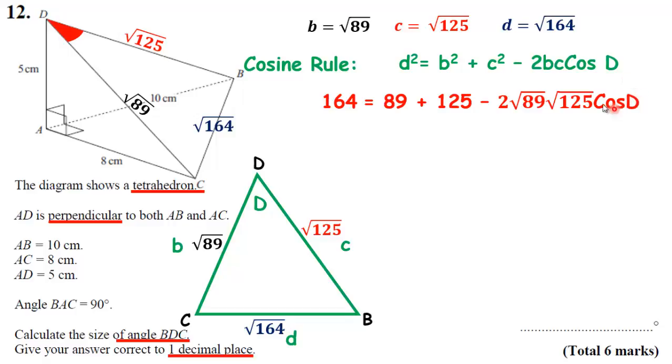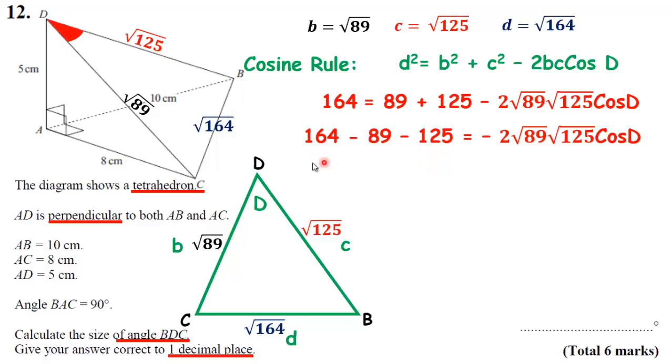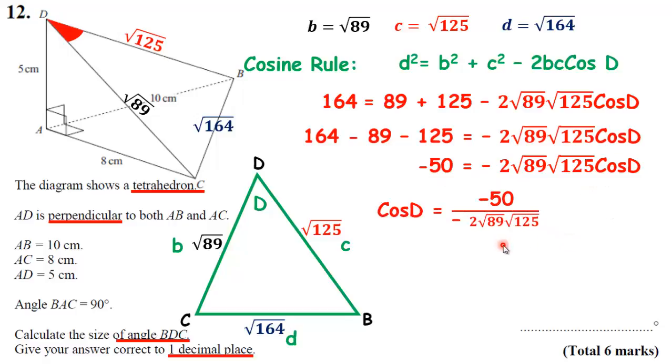D is the angle that I want to work out, and I have cos D at the end. I need to rearrange this equation. So the first thing I'm going to do is get rid of the 89 and the 125 from this side of the equal sign and chuck it over to the other side, so I get minus 89 and minus 125. If I work out that maths, that works out to be minus 50. On the other side, and be very careful with this minus sign, I still have minus 2 root 89 root 125 cos D. You can start working this on your calculator by dividing by 2 root 89 root 125. You could type that straight into your calculator.